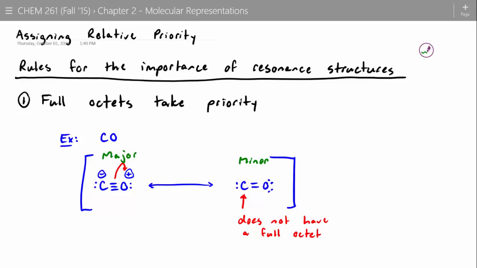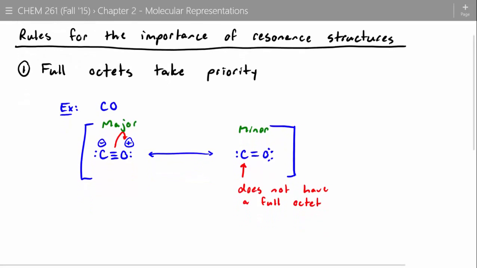Even though carbon monoxide in the major contributor has charges, this is the predominant or most important resonance form because it has a full octet. So if we look at this, it's not quite a double bond, not quite a triple bond, but it more closely resembles a triple bond than a double bond. So it's not perfectly split down the center. Does that make sense? Sometimes it's counterintuitive, but always look for full octets.